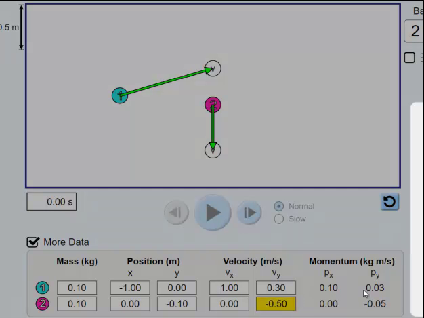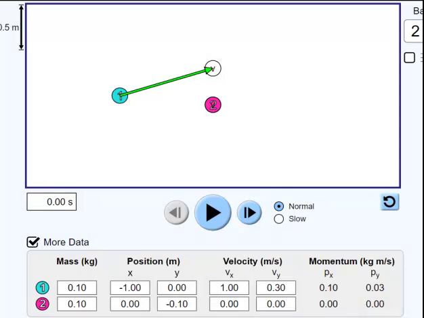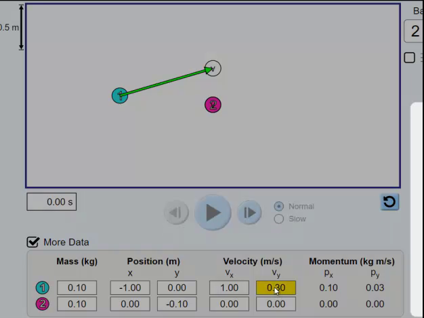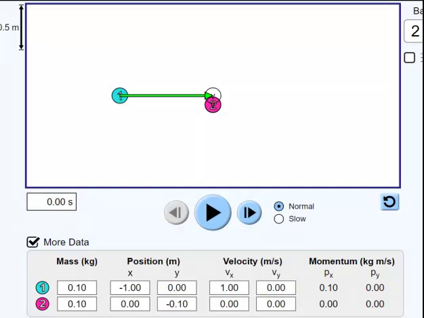There we go. Nope. Here we go. So it's at rest. And then the other one only has a velocity in the horizontal. And it already gives us the data. So the mass of both of them is 0.1 kilograms. So billiard balls, of course, are of the same mass.